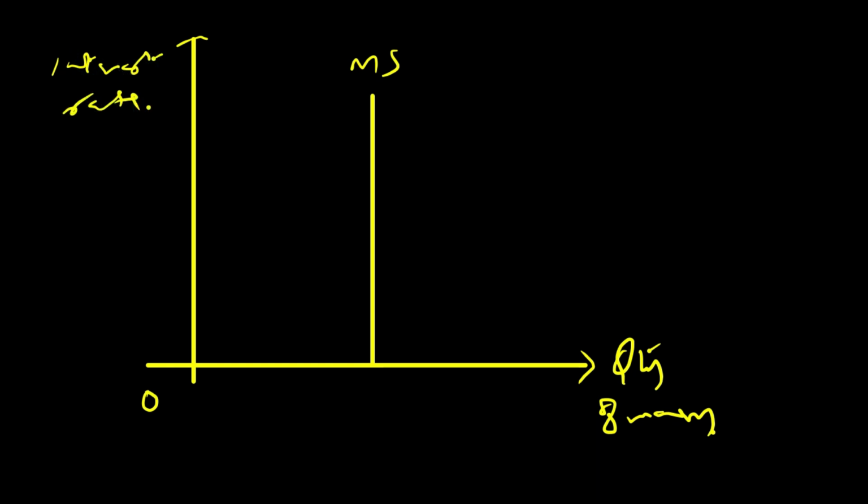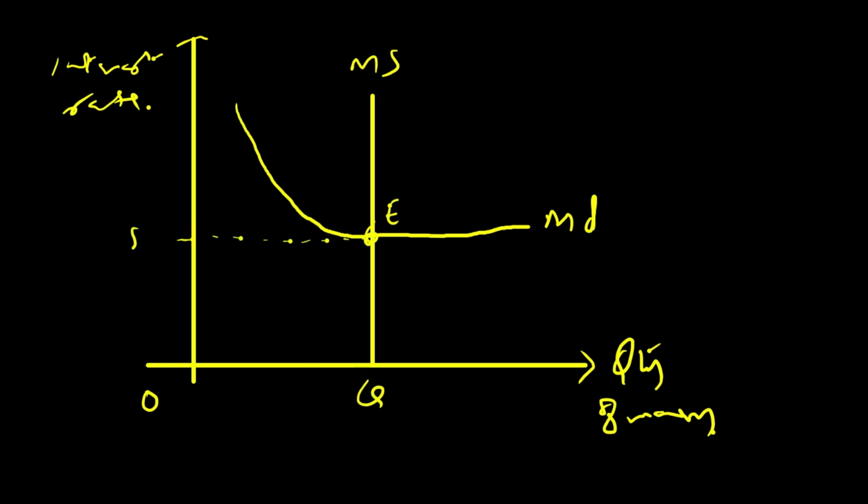right? And the demand for money curve is negatively sloped initially, and after a certain point it may become a horizontal straight line, causing a liquidity trap. So this is demand for money, MD, let's say. So this will be the equilibrium point here in the money market. Equilibrium quantity of money is Q and interest rate is I, and this is also known as the critical rate of interest, because interest rate cannot fall further below I, right?